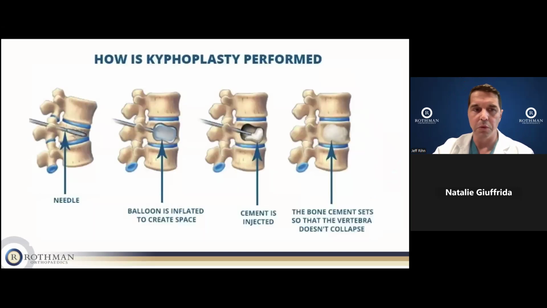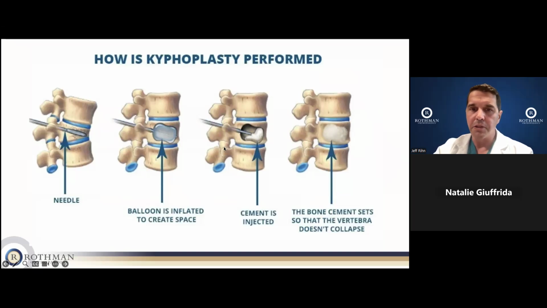And you may have heard of this, where they put cement in the vertebrae. This is just an image that demonstrates how kyphoplasty is performed. A probe is put into the vertebrae that's broken. You can see this vertebrae is broken, it's wedged down. A balloon is blown up to help reduce that vertebrae into a more normal shape, and then cement is injected into that void to give it stability.